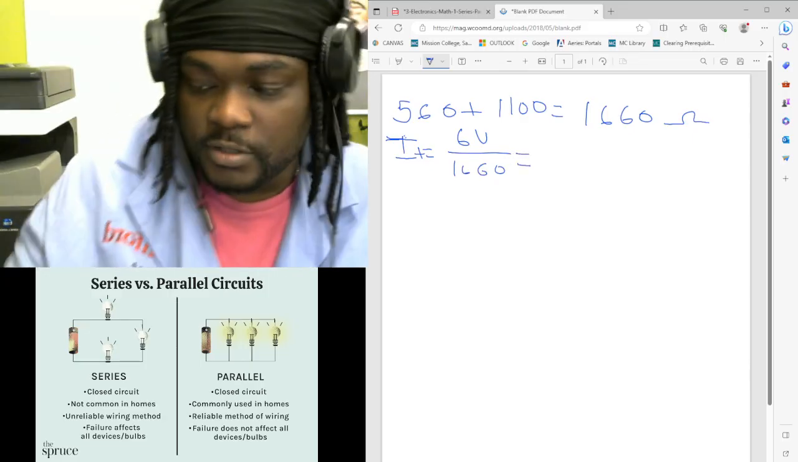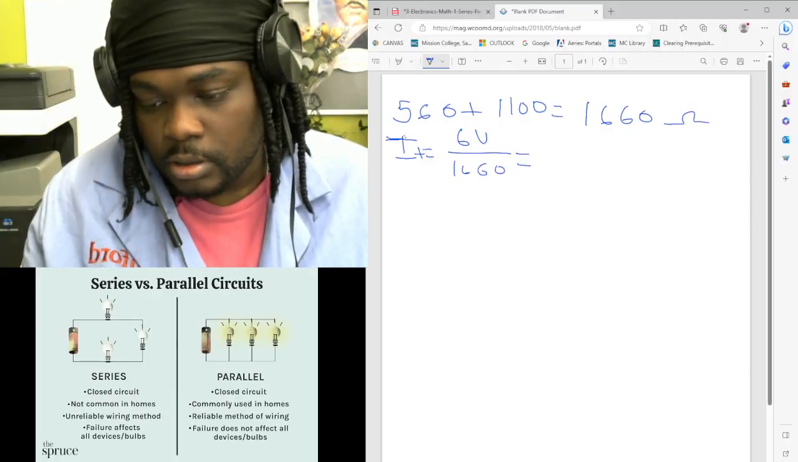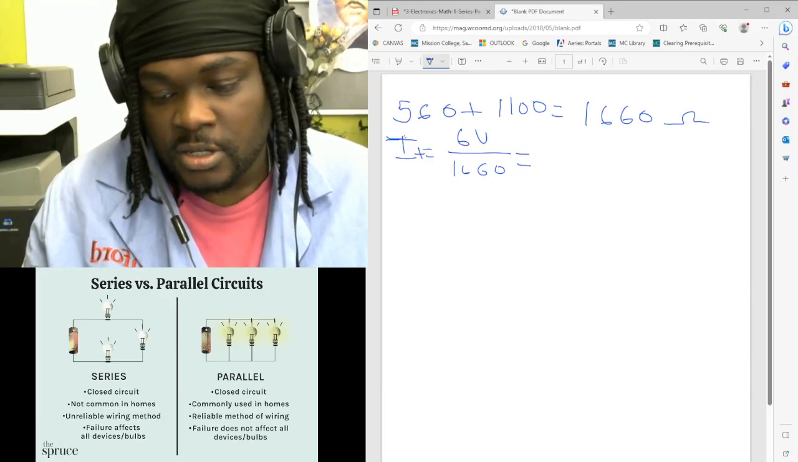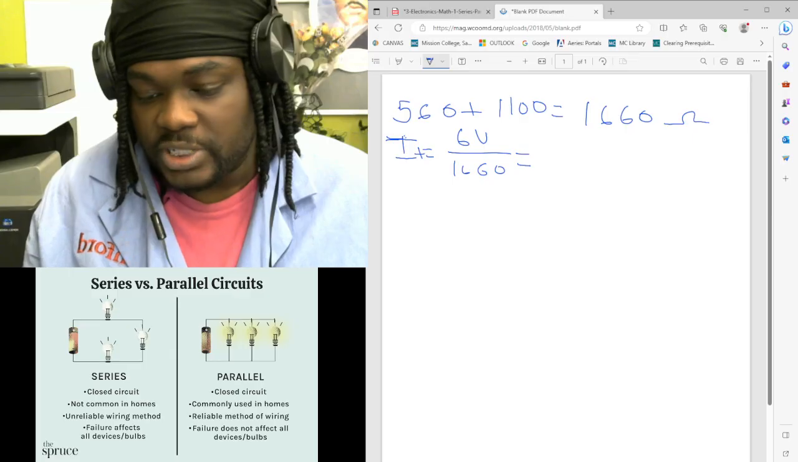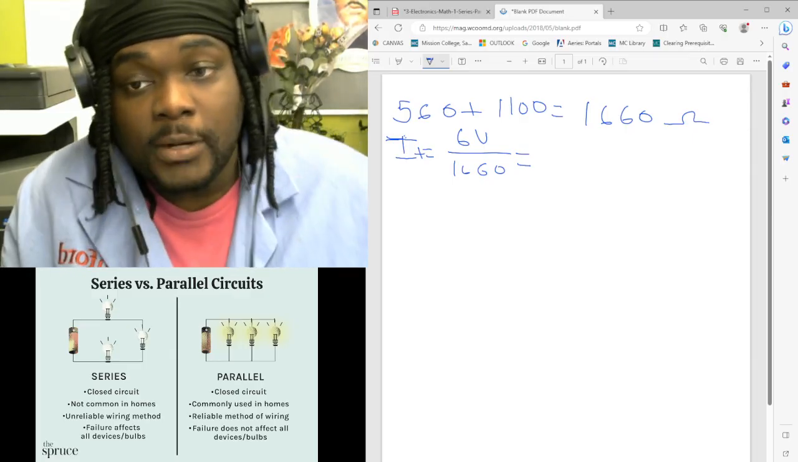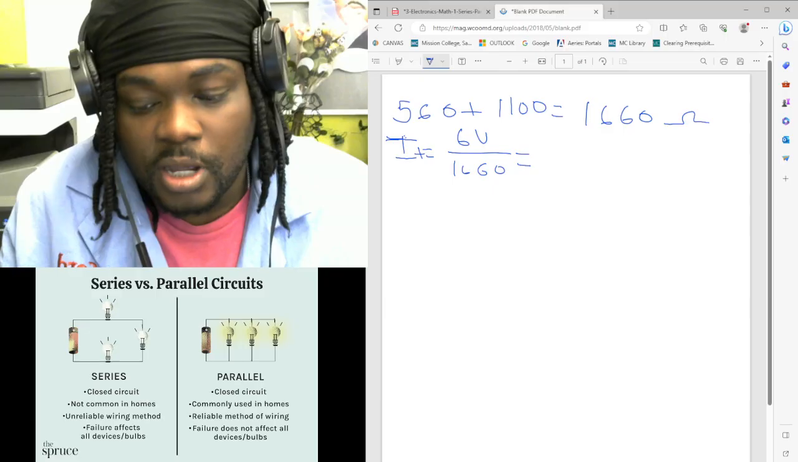And what will that give us? So I'm going to go ahead and pull out my calculator here. We have 6 divided by 1660. You have about 0.0036, right? But remember, what value are we in?